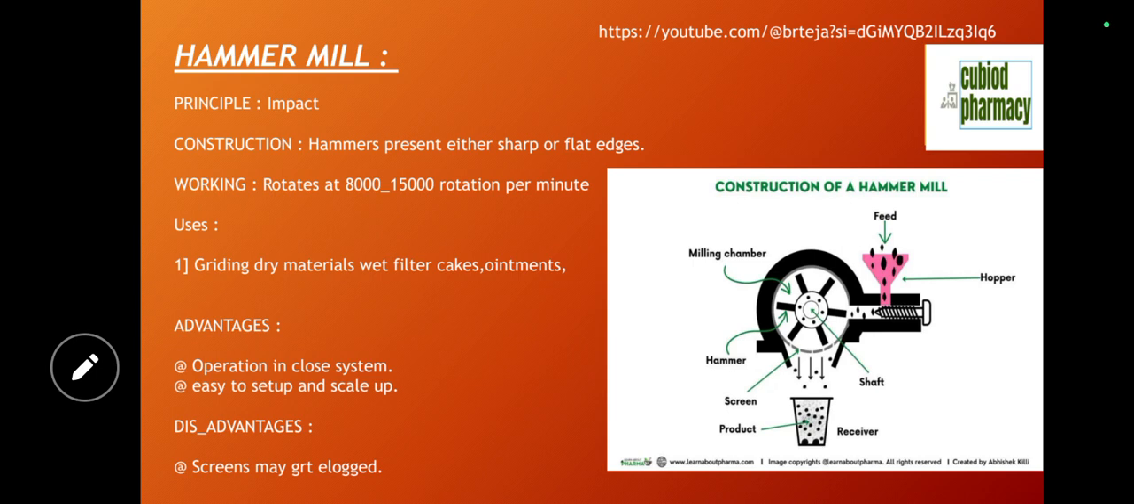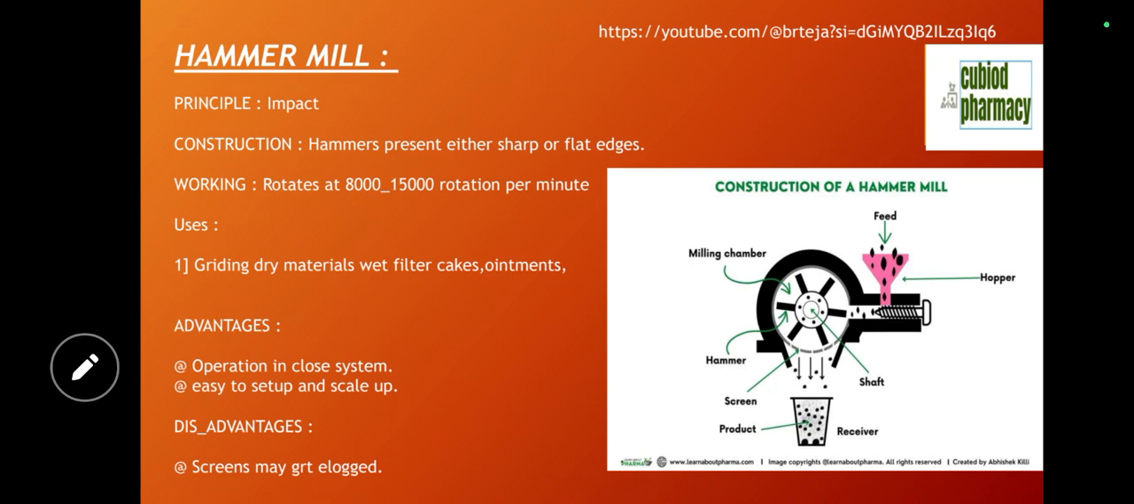Advantages of the hammer mill: operation in a closed system, and easy to set up and scale up. Disadvantages of the hammer mill: screens may break. This is called the hammer mill.